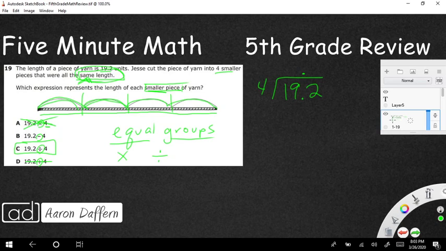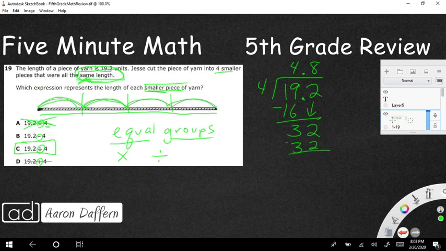4 does not go into 1. 4 goes into 19 4 times. So that's going to be 16. That's a remainder of 3. Bring down the 2. Forget this decimal. It's already up here in the quotient bar. So just go 4 into 32 like normal. And your answer is going to be 4.8.